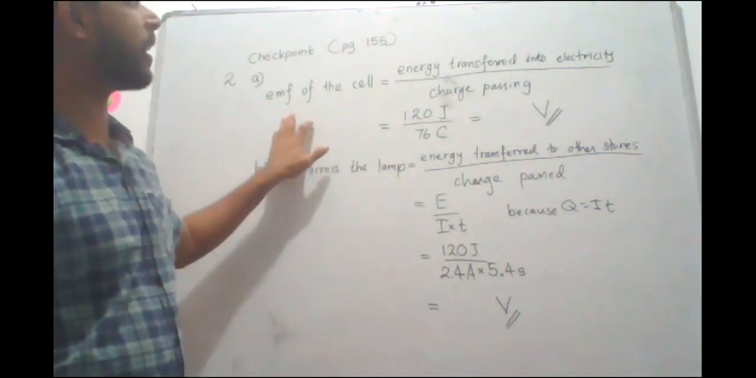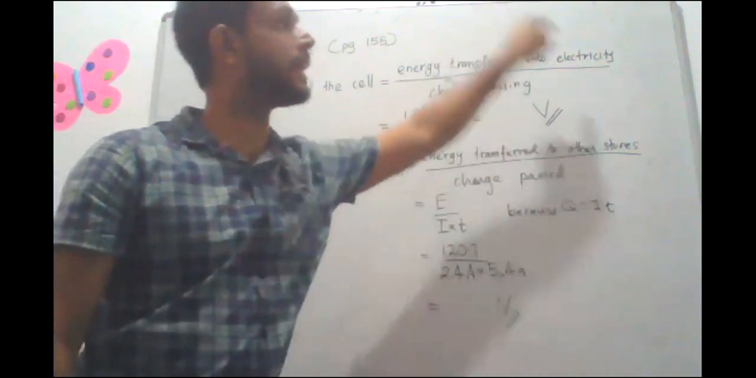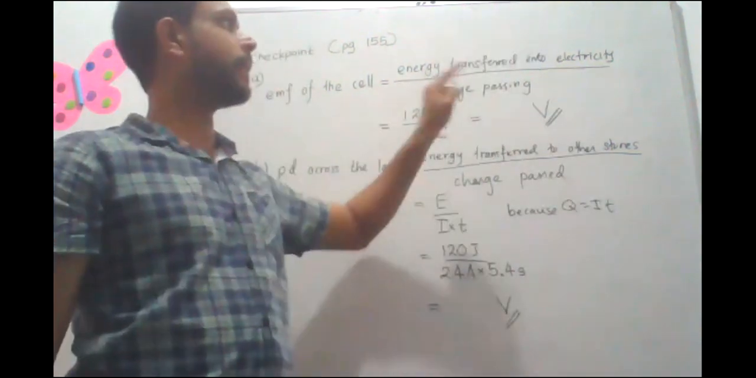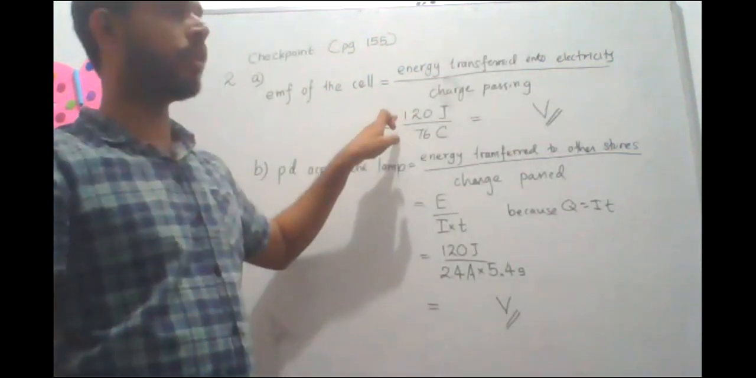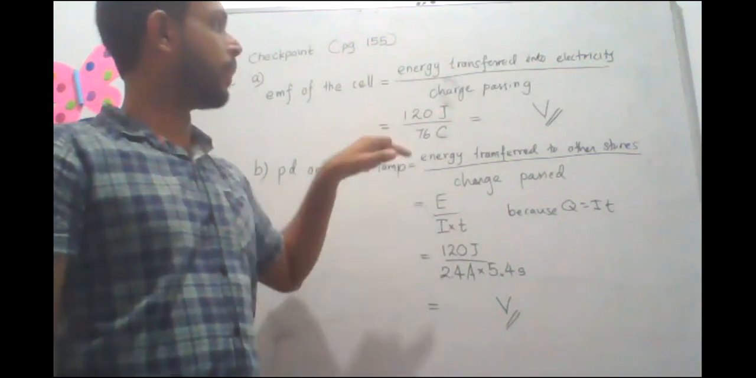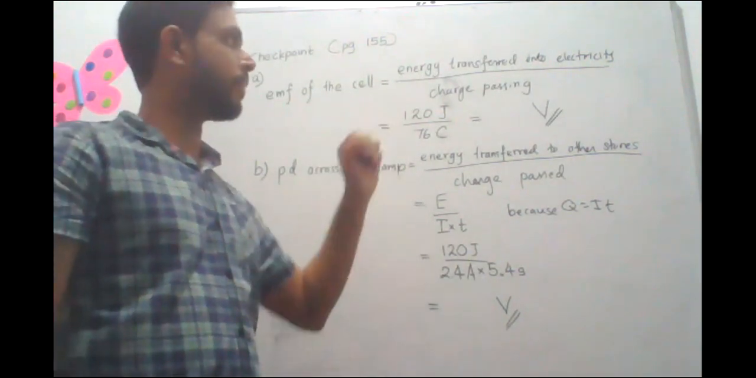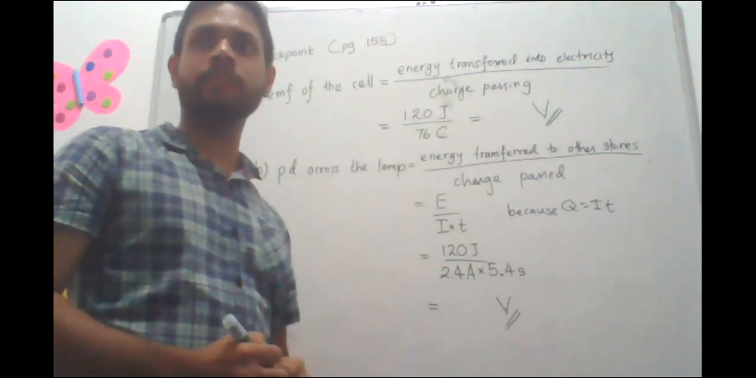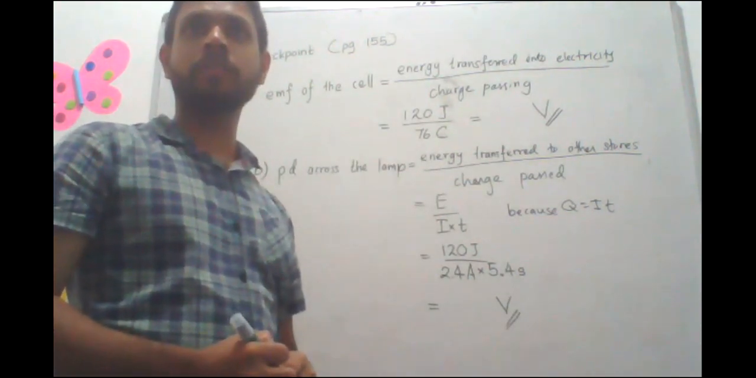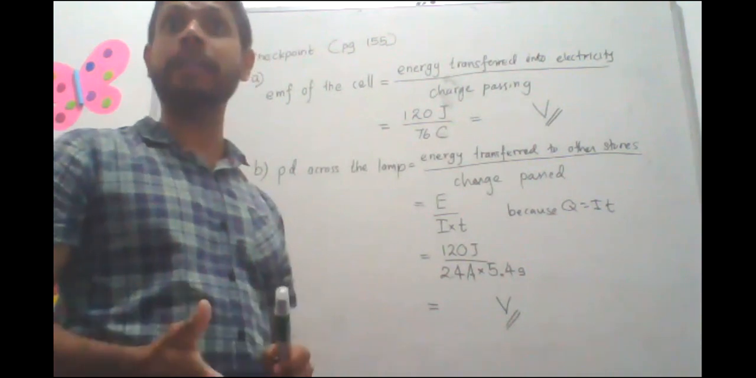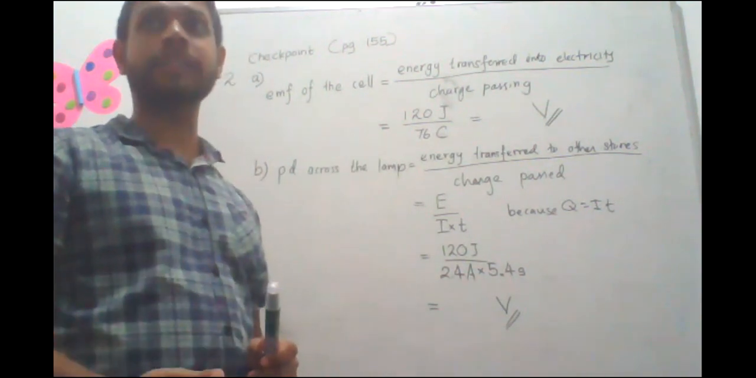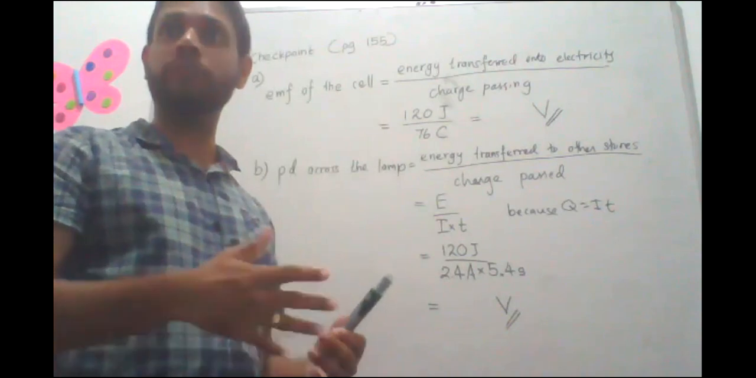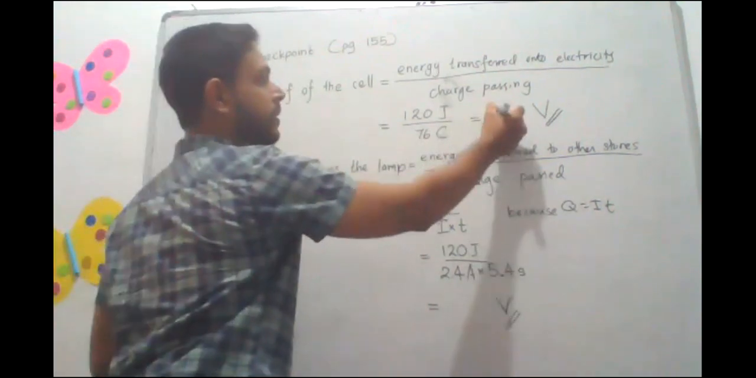So the cell's EMF can be taken as energy transferred into electricity divided by charge passing. They have given it as 120 joules, and 76 is the charge. So could you please give me the answer? 1.58. Have you rounded it off to 1.58? Yeah, 1.58.